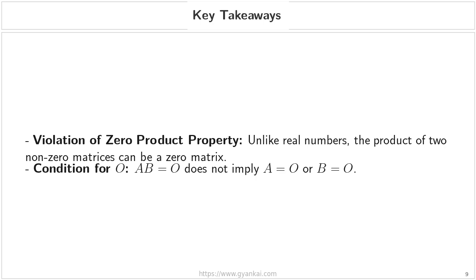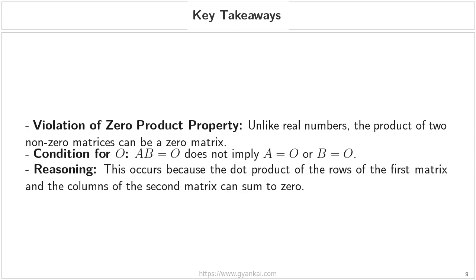This brings us to the formal condition. If the product of matrix A and matrix B equals the zero matrix, this does not necessarily imply that matrix A is the zero matrix or that matrix B is the zero matrix. As for the reasoning behind this, recall our step-by-step example and the filter analogy. This phenomenon occurs because matrix multiplication relies on the dot product. When the rows of the first matrix and the columns of the second matrix are orthogonal, their products sum to zero, effectively wiping out the result even if the individual matrices contain non-zero elements.